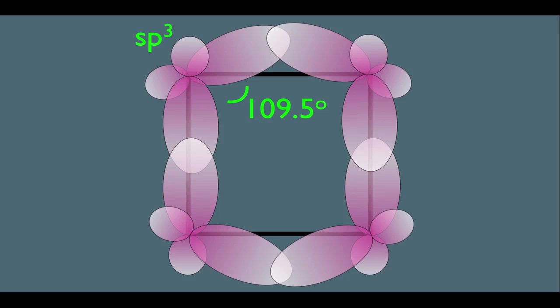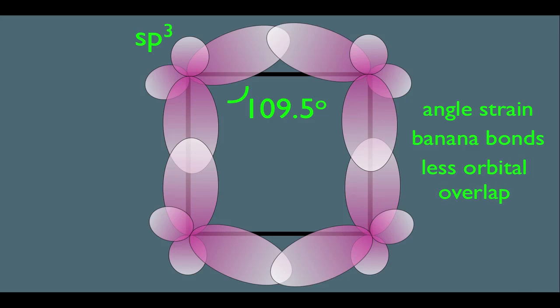Which means if cyclobutane were to exist as a perfect square, it would force the orbitals into an angle that's unstable. So some of the terms that we would apply here: we would say that cyclobutane, because of this, has a lot of angle strain. And the bonds that make up the ring could be termed banana bonds. Notice that top bond in the ring is bent and has a banana shape to it. This causes less overlap of the orbitals in this molecule, and this leads to less stability.